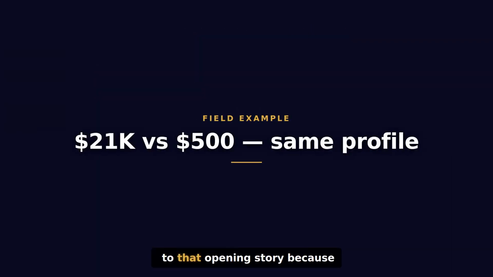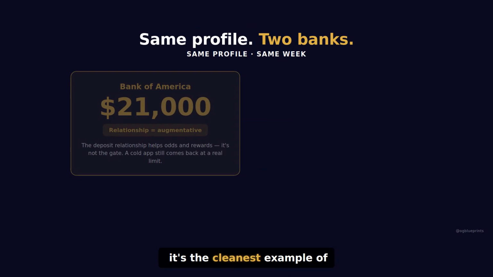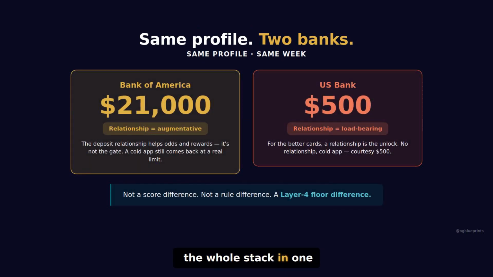So let me go back to that opening story because it's the cleanest example of the whole stack in one shot. Same profile, same week. Bank of America approves $21,000. US Bank approves $500. And I want to be clear, those exact numbers are a field example, the kind of gap I've seen this produce, not a benchmark I'm promising you. But the mechanism behind it is rock solid, and it's the whole point of this video.